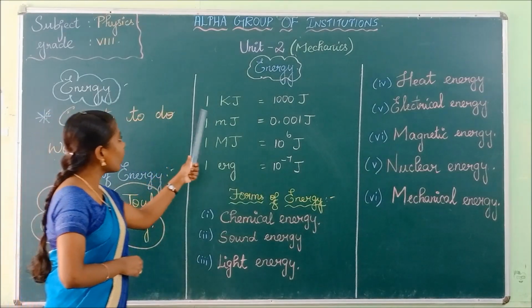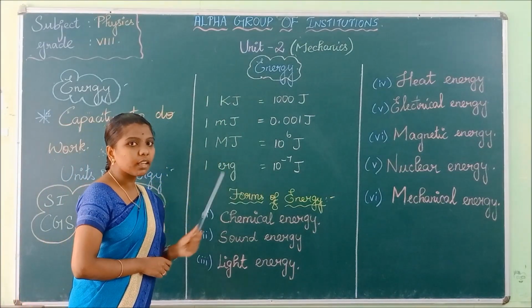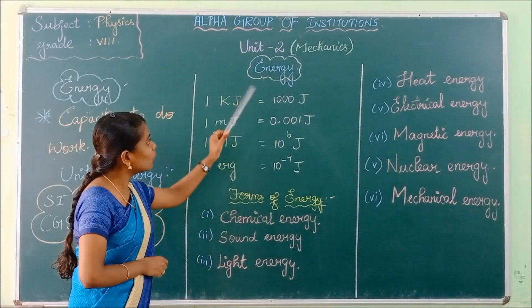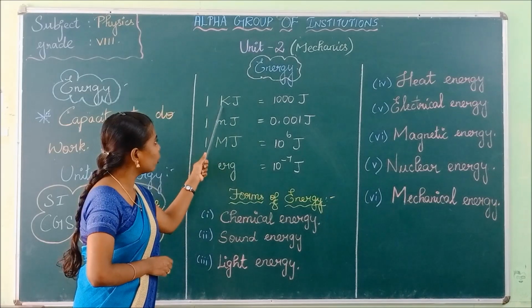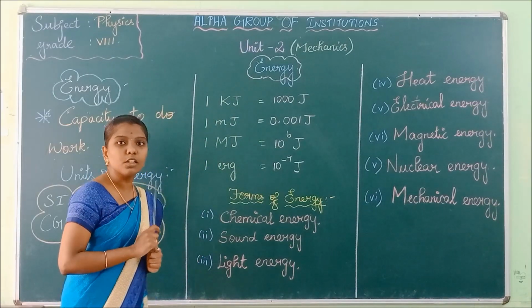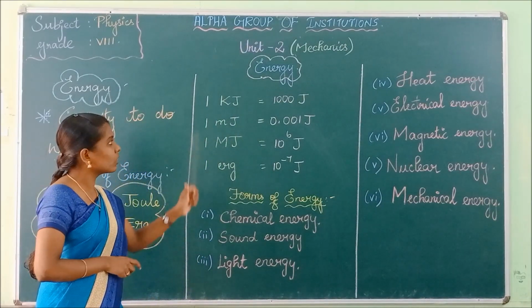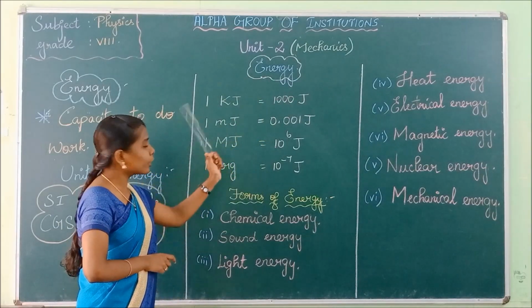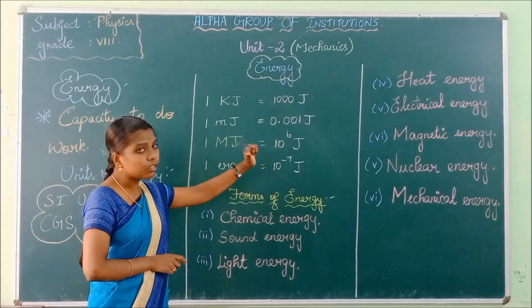Now, 1 kJ. What is kJ? kJ is nothing but kilojoule. 1 kilojoule is equal to 1000 joule. What is kilo? Kilo is 10 power 3, right? So, 10 power 3 is 1000. 1 kilojoule is equal to 1000 joule.